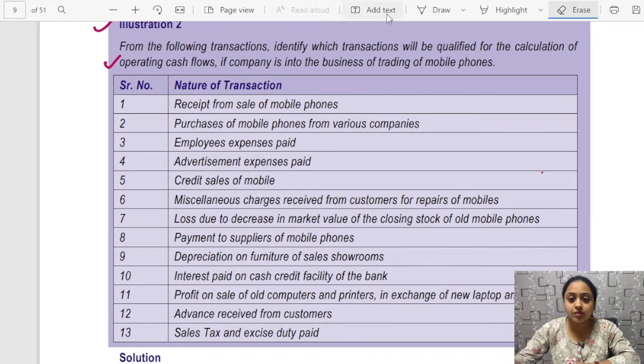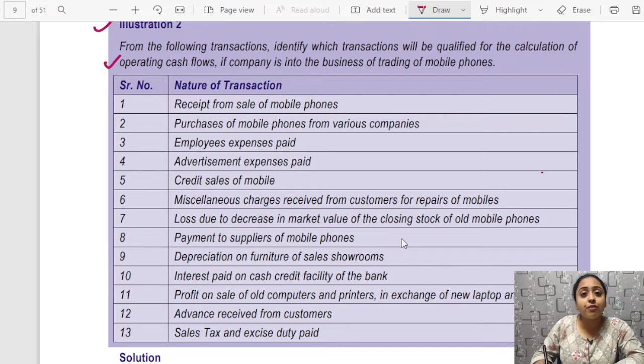Okay, let's see. Here the business is trading mobile phones. They sell and purchase mobile phones. This is their core business. So anything that is related directly to mobile phones trade will be treated as operating. Other than that will not be treated as operating.